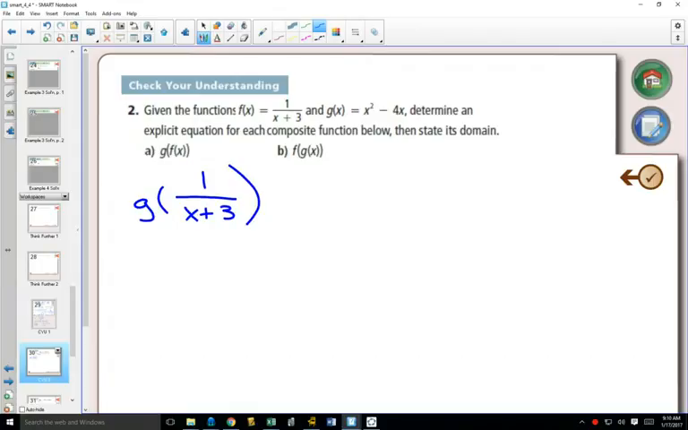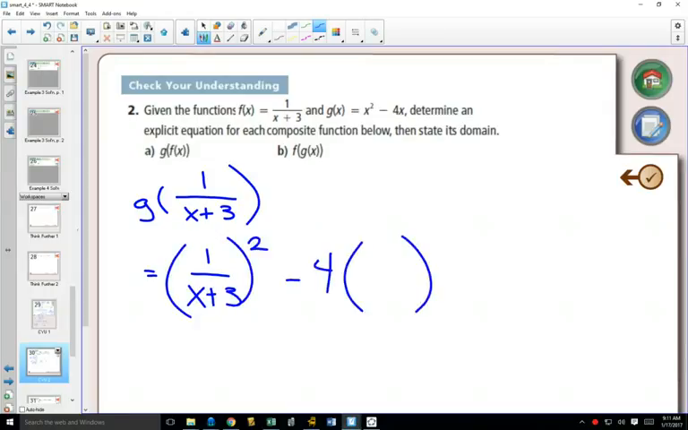And then g of x says whatever you plug into g of x, you square it, then you minus 4 times it, because it's x squared minus 4x. So wherever there's an x in g of x, since we're plugging in 1 over x plus 3, wherever there was an x, we replace it with 1 over x plus 3. So there was an x squared, so now I have 1 over x plus 3, squared. And then it says minus 4x, so now I have a minus 4 times 1 over x plus 3.